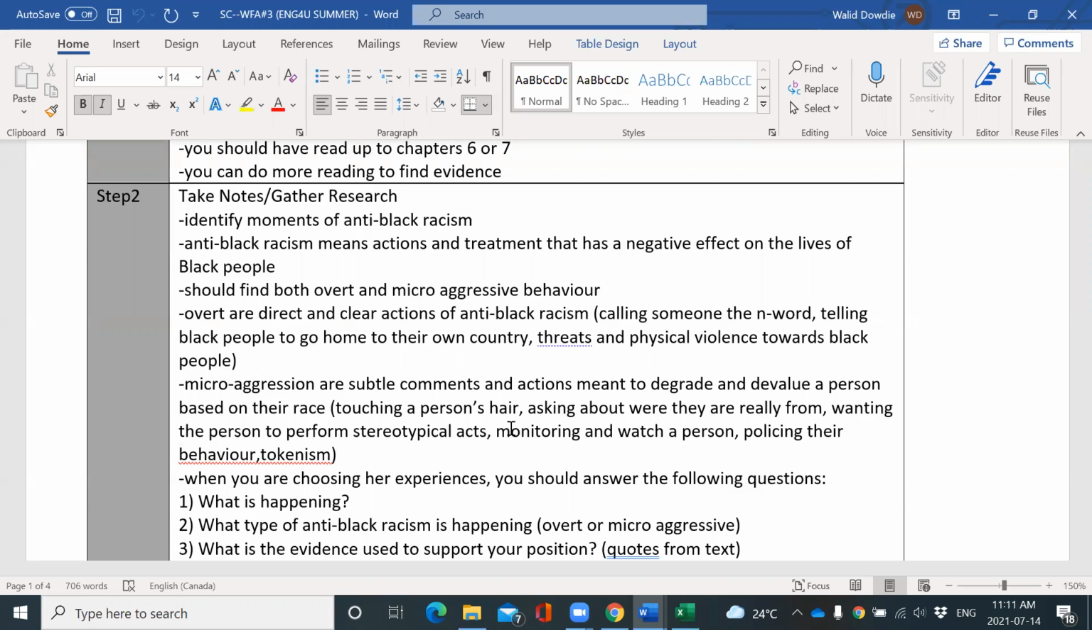Microaggressions are subtle comments and actions meant to degrade a person based on their race, like touching a person's hair, asking where they're really from, not wanting the person to perform stereotypical acts, monitoring, watching a person, policing their behavior, tokenism. So basically, all those things are examples of microaggressions. They're not really in your face. I mean, they're there when they happen. They're not really that coercive, but after a while, it just adds up, right? So if everyone keeps on making a joke about where I'm from, after the 20th time, I'm going to get upset because I'm tired of hearing that joke. So same thing here.